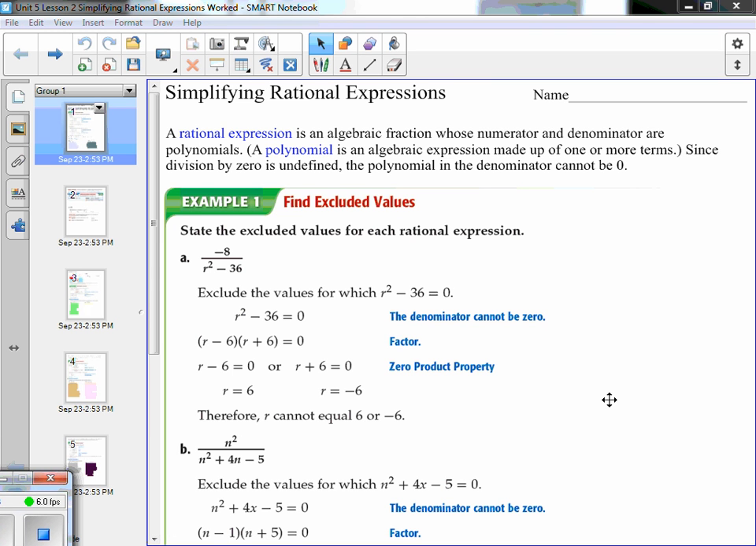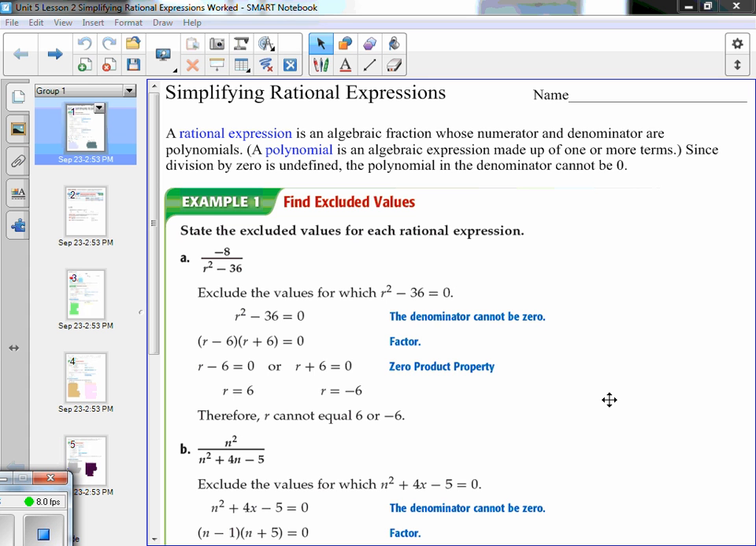All right, here on the first page of your handout, we need a couple of definitions because you need to understand the words I'm going to be using. All right? A rational expression is an algebraic fraction whose numerator and denominator are polynomials. All right, that doesn't help much if you don't know what a polynomial is. A polynomial is an algebraic expression made up of one or more terms. So in other words, there are going to be variables in either the numerator or the denominator or both.